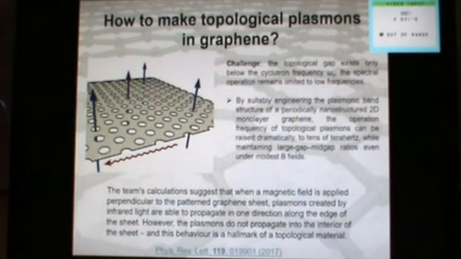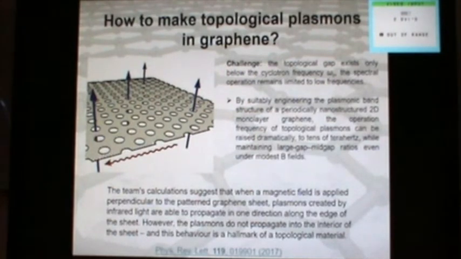So what is the challenge? The challenge is that normally the topological gap is only below the cyclotron frequency. The spectrum operation remains limited to lower frequency. Now, by simply engineering the graphene in this lattice structure, the periodic nanostructure 2D monolayer graphene, the operation frequency of topological plasmons can be dramatically increased to tens of terahertz, and still have a very large gap ratio.